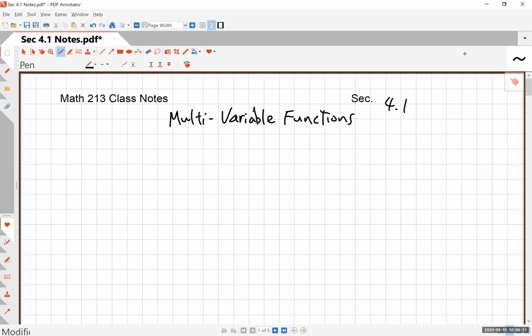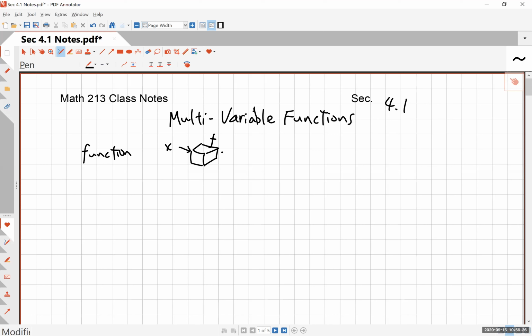Okay, so section 4.1 starts multivariable functions, right? We have had different types of functions. Here's the first type of functions. Let me just talk about what a function is. I've done this recently, but I think it's worth remembering. So what is a function?